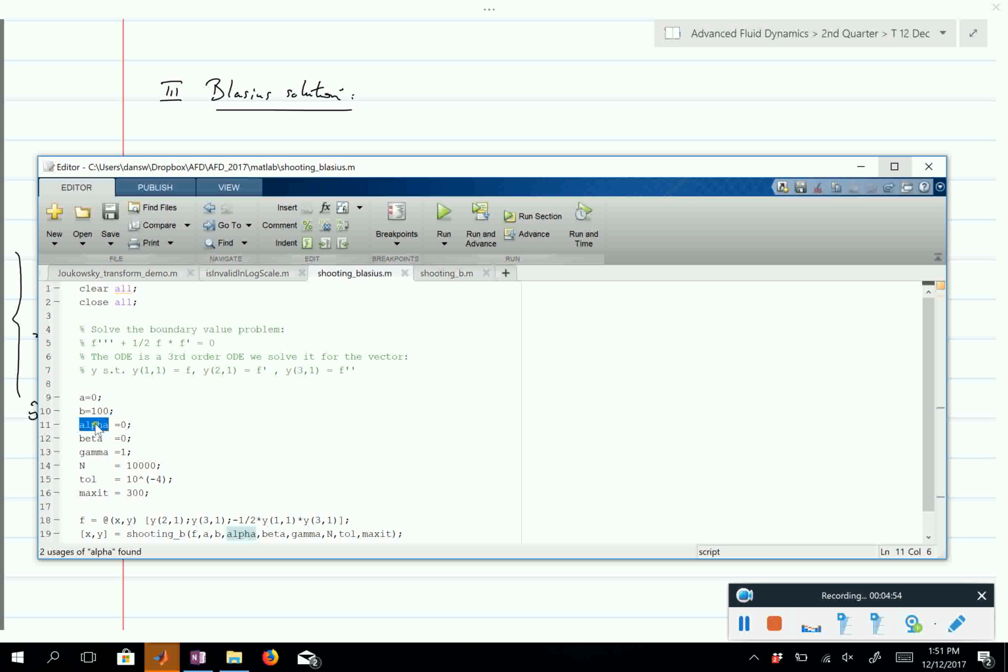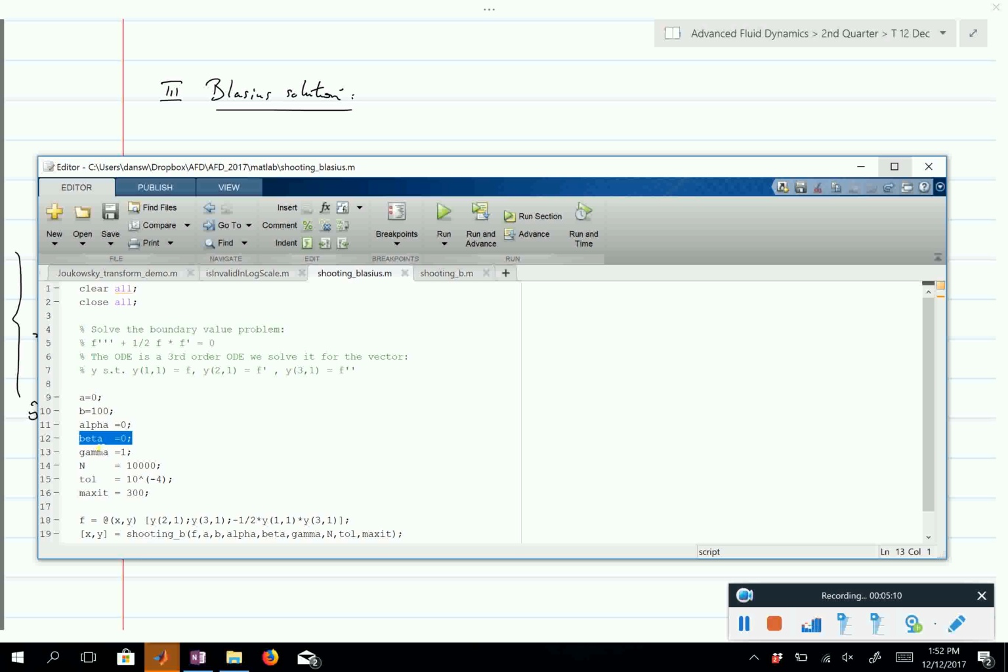So we said that f naught is equal to 0, but we are not really interested in f naught. Remember that the function f is directly related to the stream function, and the stream function is defined up to a constant, so it doesn't really matter what I put here. I could put 0, I could put 1 or 2, it doesn't really matter.